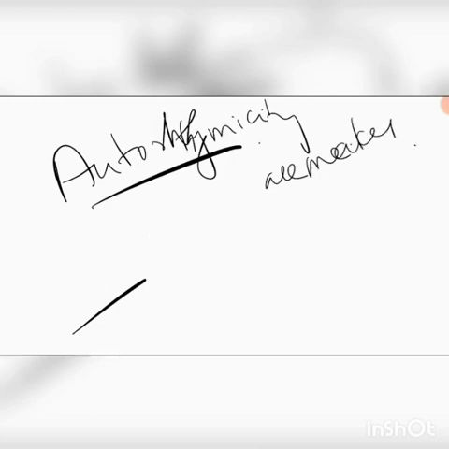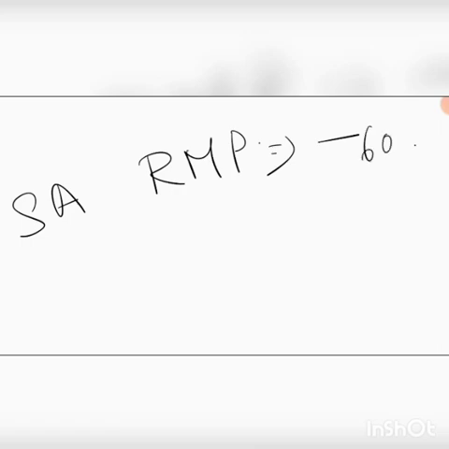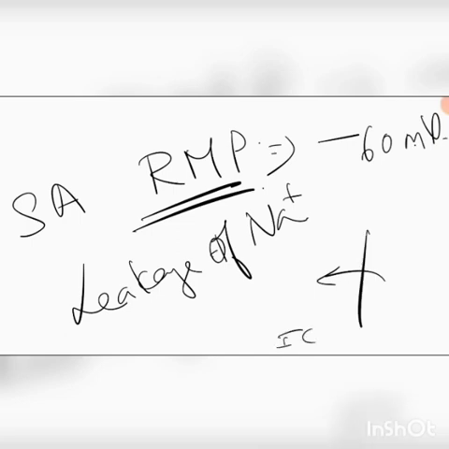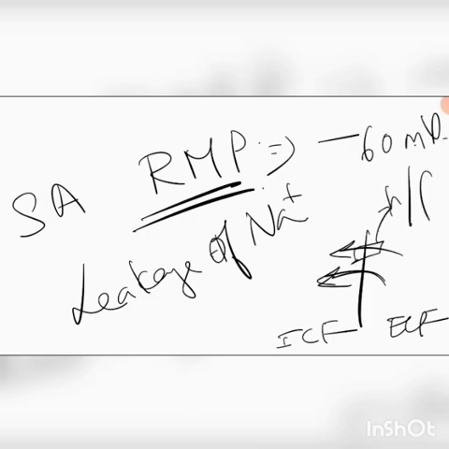How this happens is that the resting membrane potential of your SA node is only minus 60 millivolt. The resting membrane potential of the SA node is not actually stable, because there occurs a leakage of sodium. Whenever there occurs a leakage, sodium will come inside the cell, into the ICF, and this is easier. So there occurs leakage of sodium through channels which we call H channels or F channels.